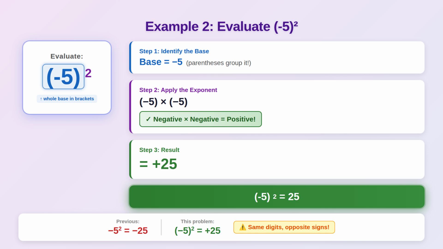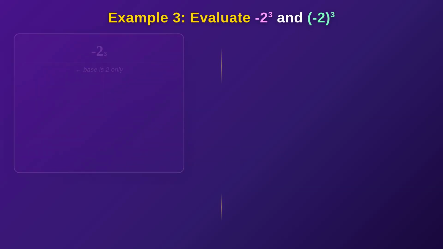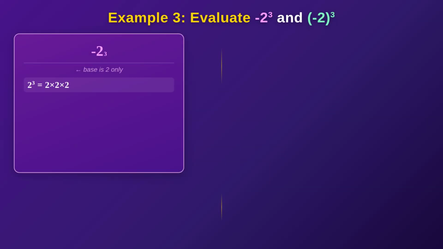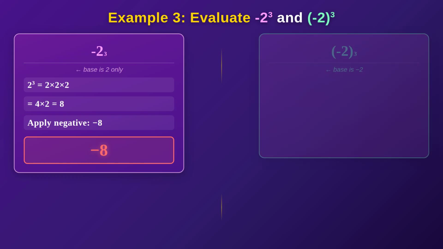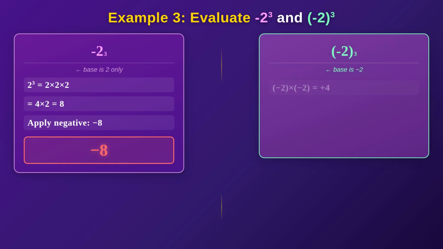Compare that to the last problem. Same digits, opposite signs in the answer. Now let's try a cube. That's an exponent of 3. First, -2 cubed without parentheses. The base is 2, and 2 cubed means 2 times 2 times 2. 2 times 2 is 4, and 4 times 2 is 8. Then apply the negative, -8.